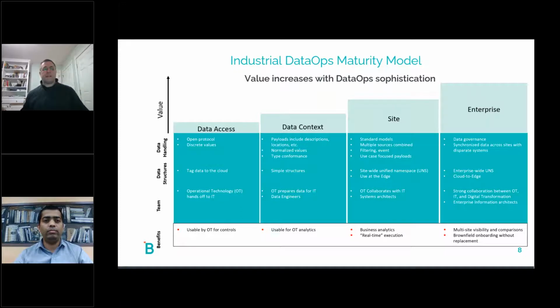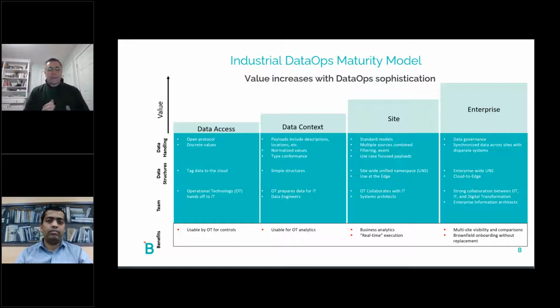And then the final stage is enterprise. In enterprise, when you roll it out across multiple sites, it really focuses on data governance and on how we synchronize our data across these sites so that when we integrate it together, it seamlessly allows us to have visibility across the sites without replacing our existing equipment. So we need to work in a brownfield environment where we've got existing sites with existing technology, but we want to standardize and abstract the data away in such a way that we can make that data usable.